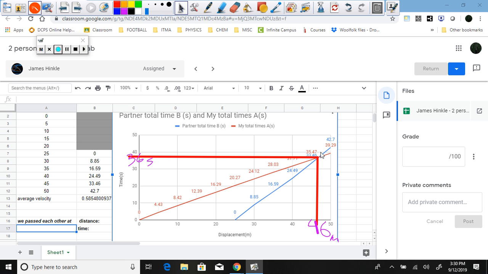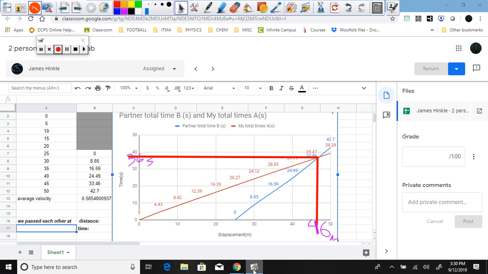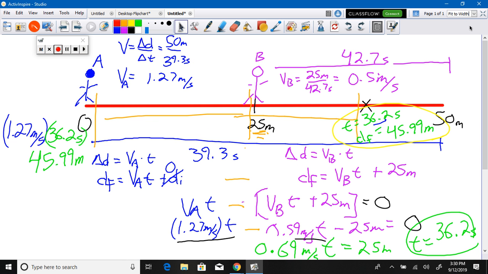So we've got this represented graphically, and we have it represented algebraically. And that is the classic passing velocity problem. You have to subtract the two equations to solve for time, and then use the time to solve where the displacement crosses. Hope that helps.